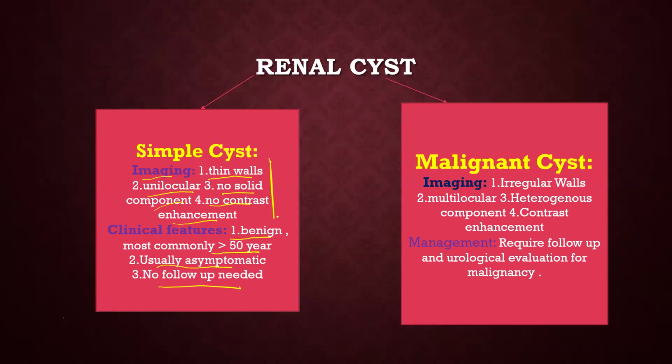The CT imaging is very important to identify the simple cyst. The malignant cyst on CT has an irregular wall, while the simple cyst has a regular wall. The malignant cyst is also multilocular, with heterogeneous components and contrast enhancement. All these points are opposite to the simple cyst. So management requires follow-up and urological evaluation for malignancy.